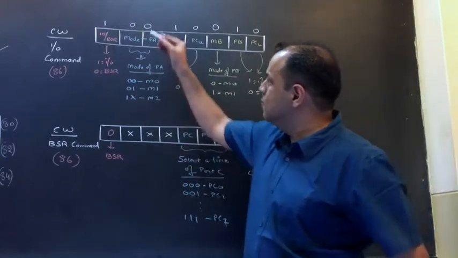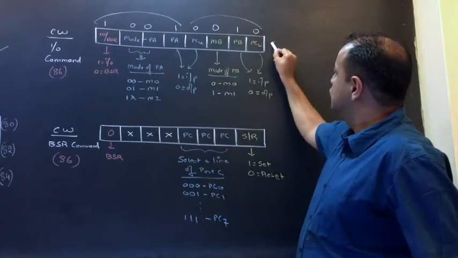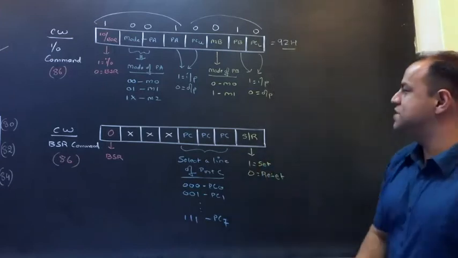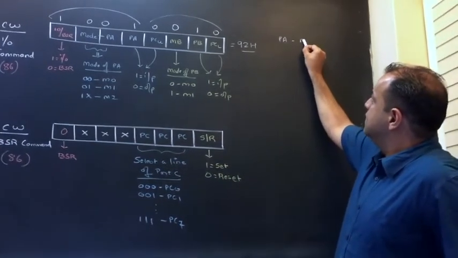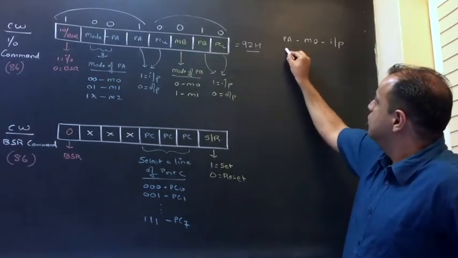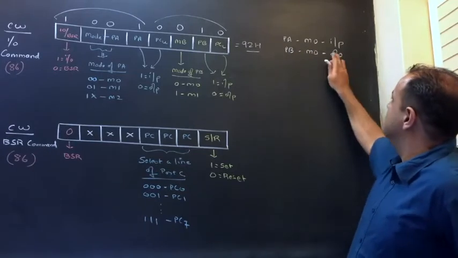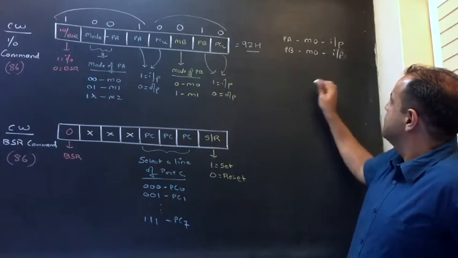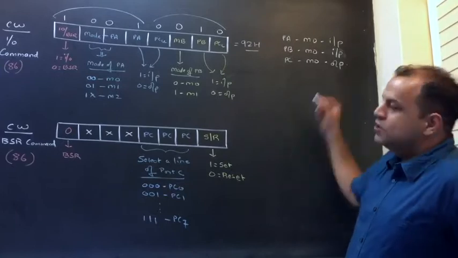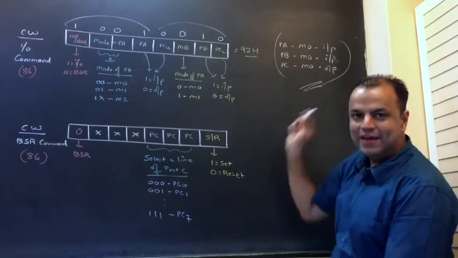Now look at this. What has happened? This number formed is 9 and this number is 2. So the whole number becomes 92H. This is your command. What have you achieved? Port A is in mode 0 and is an input port. Do you understand? Port A mode 0 input. Port B is in mode 0 and is an output port. Or input port, I'm sorry. And port C is in mode 0 and is an output port. So what you have managed to do is initialize 8255 as per the specification.